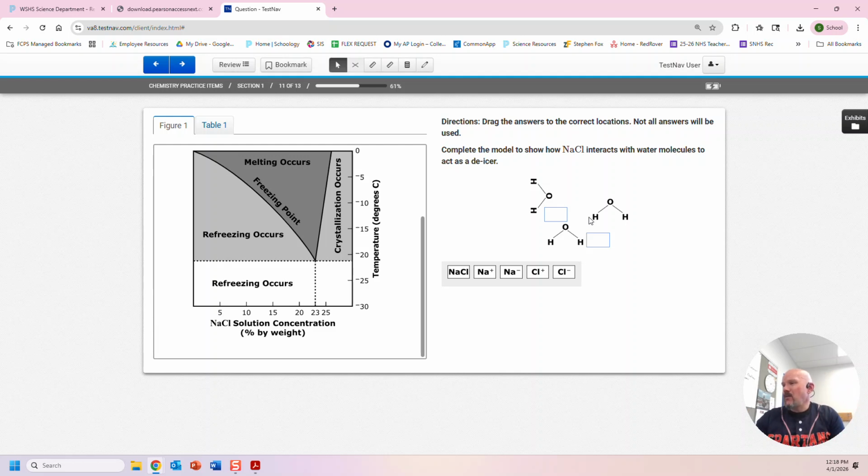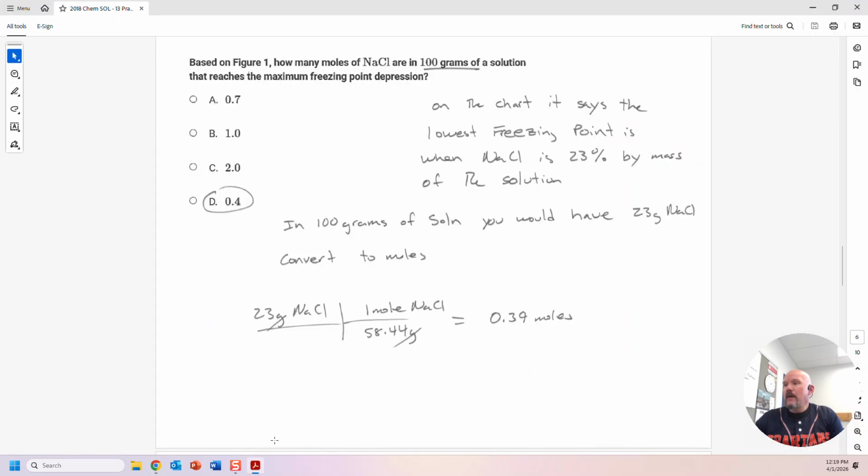So a couple things we can cross off. We could cross off this thing. You won't have NaCl together. When a salt dissolves, the ions separate. We could cross out this thing. There's no such thing as Na1 minus, and we could cross out this one thing. There's no such thing as Cl1 plus. So sodium and chloride.